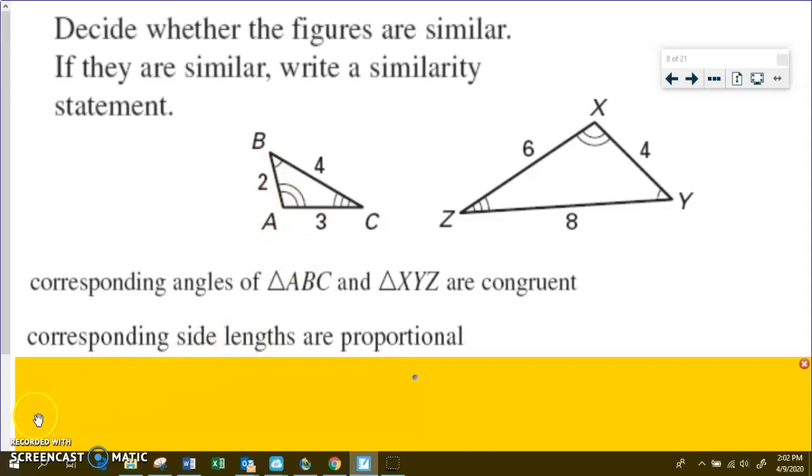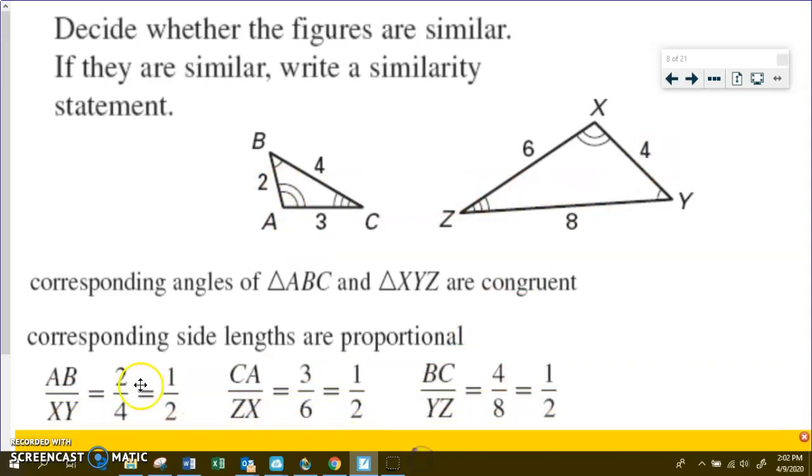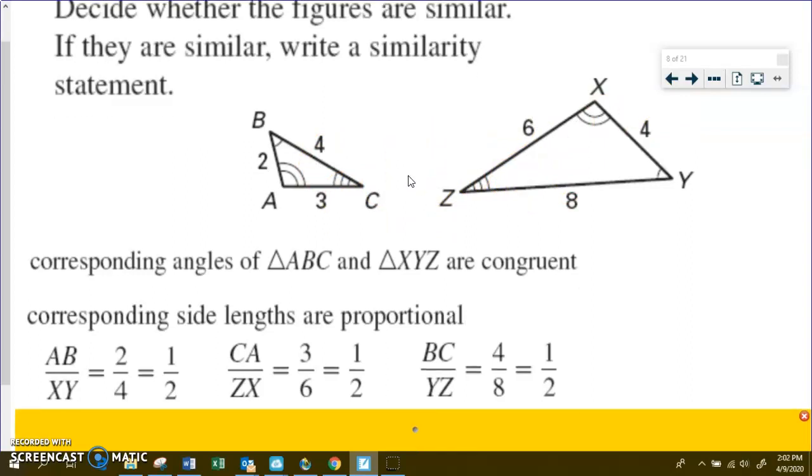So we take the shortest side, the 2, and put it over the 4. And we take the 3, which is the next longest side, and that goes over the 6, because that's the next longest side in this triangle. And then we take the longest side. The longest side in this one is 4. That goes on top of the 8. That's the longest side in this one. And you see all of those ratios will reduce to 1/2. So all the sides are proportional. So that means these two triangles are similar.